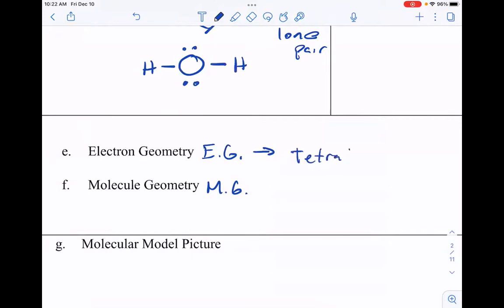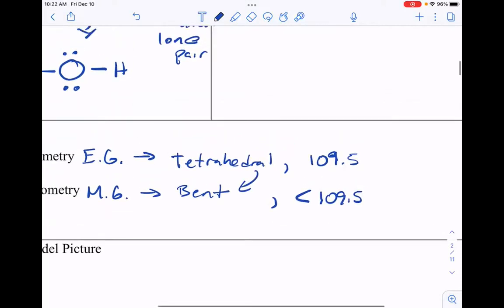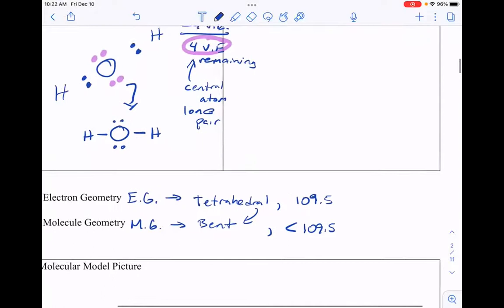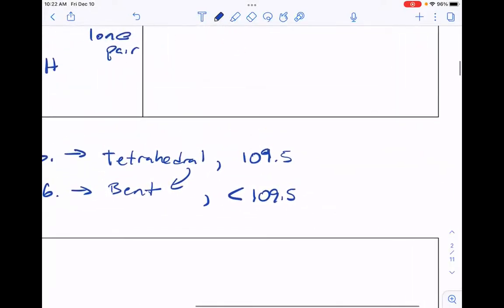All right. So the electron geometry for water is going to be tetrahedral. And then the molecular geometry is going to be bent. Okay. Now the bond angle for tetrahedral is 109.5. And then the bond angle for a bent structure is less than 109.5 under the tetrahedral family. Okay. All right. And so when we're trying to depict this in 3-dimension, we're going to identify that bond angle.